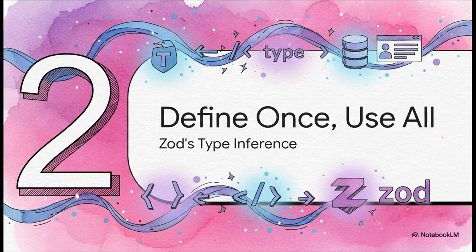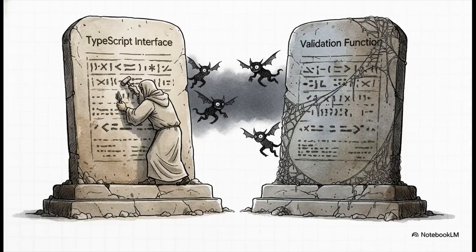Now, you might be thinking, okay, this is cool, but does this mean I have to write my TypeScript types and a separate set of Zod rules? That sounds like twice the work. And this, my friend, is where Zod goes from being just useful to being an absolute game changer. It's all about this idea, define once, use everywhere. Because this is the old way, the painful way. You'd have your TypeScript interface over here so your editor was happy, and then you'd have to write a totally separate validation function over there to check the data when it actually ran. It was a nightmare to keep them in sync.